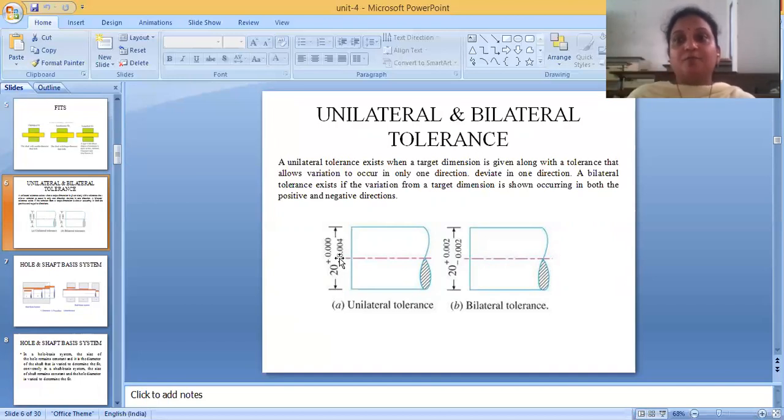Similarly, if the deviation is on both sides, plus side and minus side, then we call it bilateral tolerance. See here, 20 plus 0.002 minus 0.002. For example, if you don't have minus 0.002, if you have 0 here, then as you have only plus deviation, we call it unilateral tolerance. So if you have deviation either towards the plus side or towards the minus side, then we call it unilateral tolerance. And if you have deviation on both the upside and the downside, means both the minus side and plus side, then we call it bilateral tolerance.